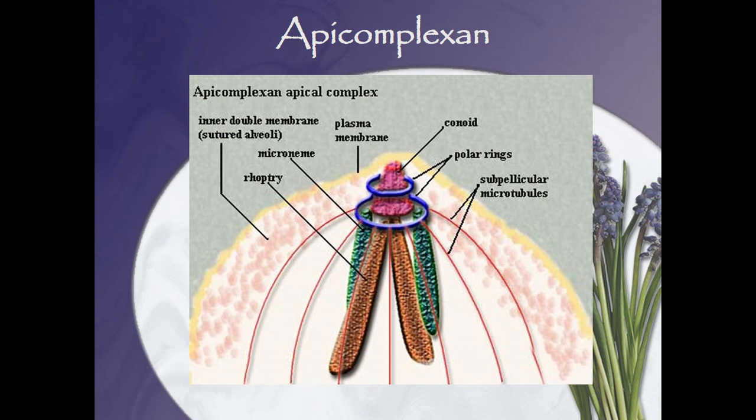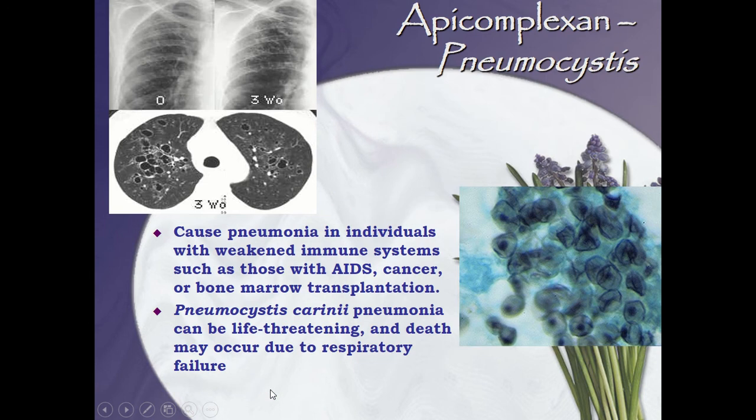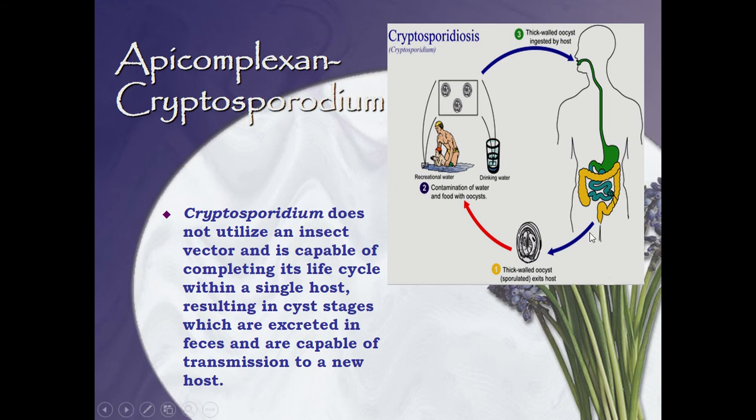The most famous examples of the apicomplexans, there are four of them. First, you will learn about Cryptosporidium. Next, Pneumocystis carinii. The third one is Toxoplasma gondii, and the last one is Plasmodium. Cryptosporidium is a parasite that can cause the waterborne disease called cryptosporidiosis, in which this parasite will invade the small intestine or the respiratory system, causing stomach cramps, watery diarrhea, and also a slight fever. Next, this is the life cycle of the infection of cryptosporidiosis.